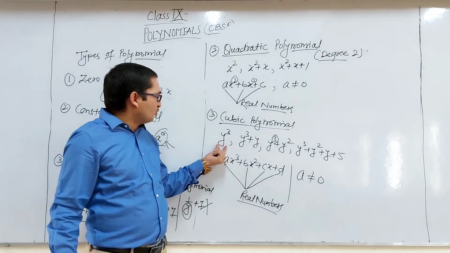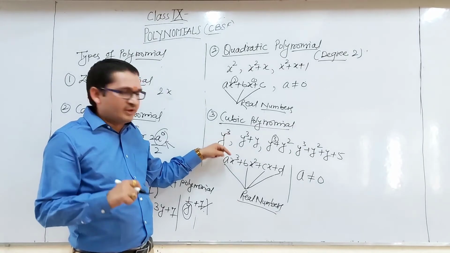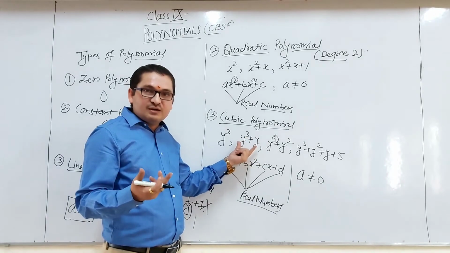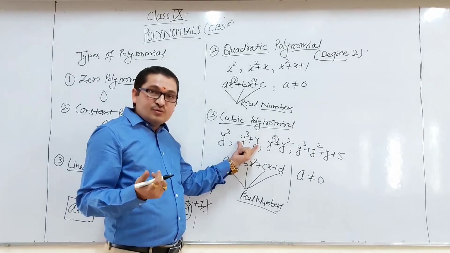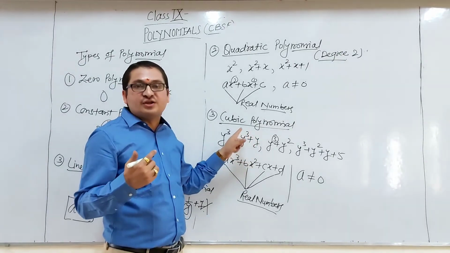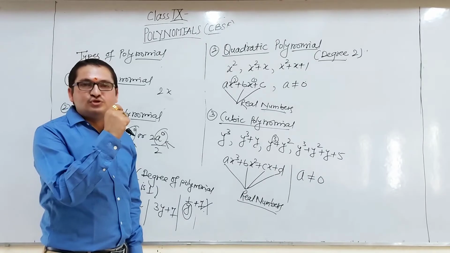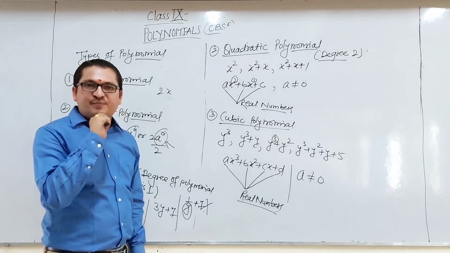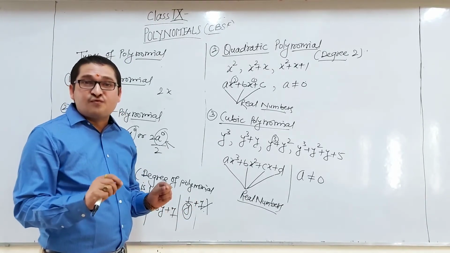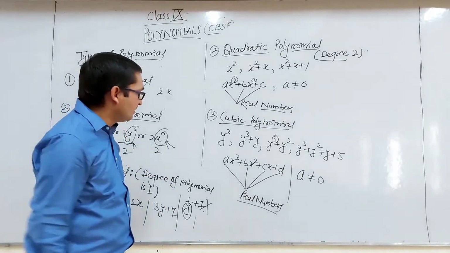I already told you, y cube is a monomial, one term, but the degree is 3. So this is a cubic polynomial. y cube plus 1, y cube plus y, this is a binomial as well as a polynomial. What kind of polynomial is it? Cubic polynomial. Why? The highest power of the variable is 3. So if you want to check whether the given algebraic expression is a polynomial or not, you just have to check the power of the variable. If the power of each variable is a positive integer, it will be a polynomial.